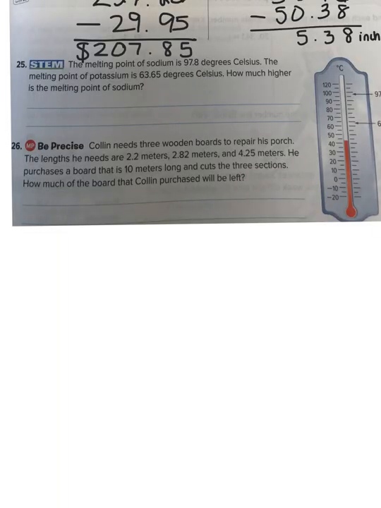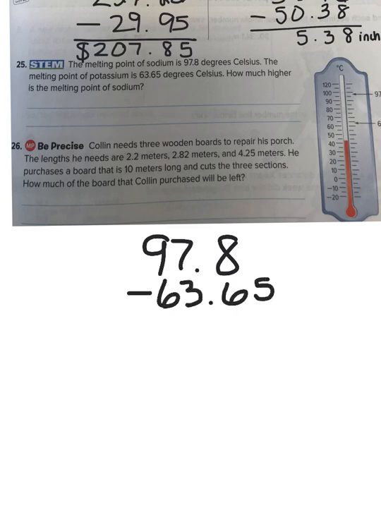In problem number 25, we're looking at the melting point of sodium, which is 97.8 degrees Celsius, and the melting point of potassium, which is 63.65 degrees Celsius. We want to know how much higher the melting point is for sodium. So we need to take 97.8 and subtract 63.65. And we can add a 0 right here to help us subtract.